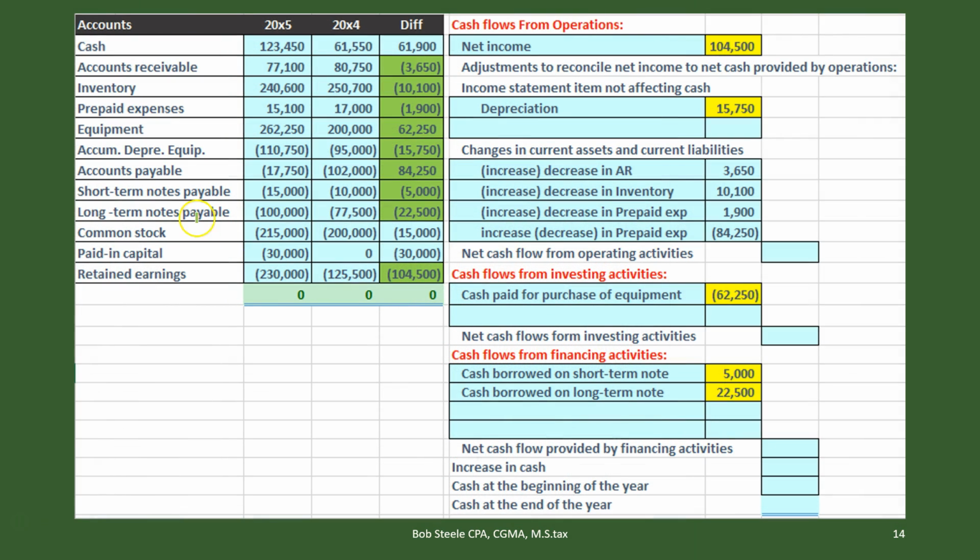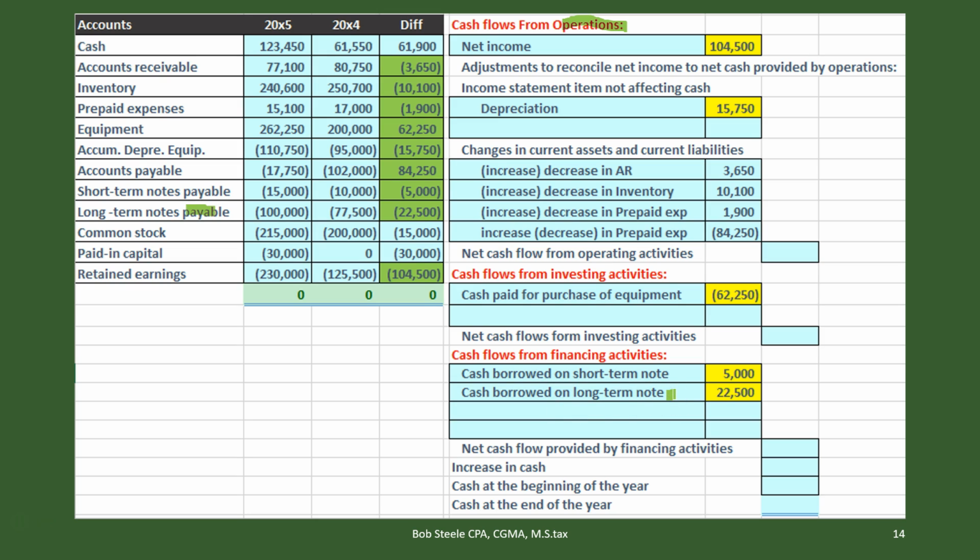where we have the long-term note payable. Same concept, right? If it went from here up, then we're going to assume we borrowed more money. We're going to debit cash. We're going to credit the note payable. And once again, that has nothing to do with the income statement. Therefore, it has nothing to do with operating. We are, again, financing. We're borrowing money. So that's going to be down here in the financing.